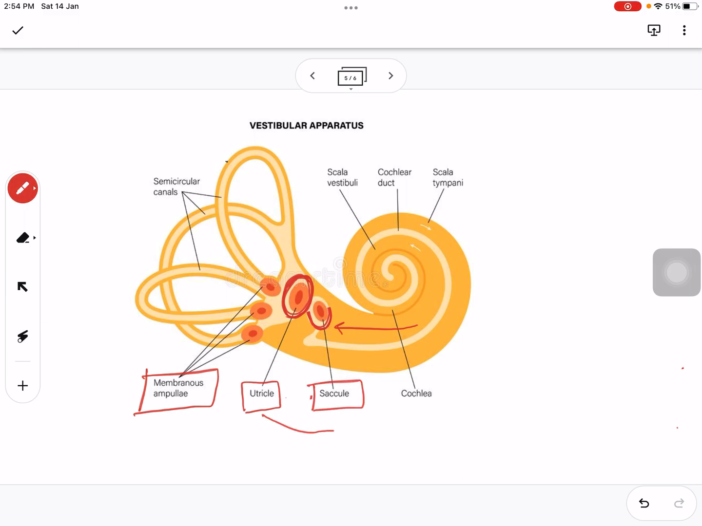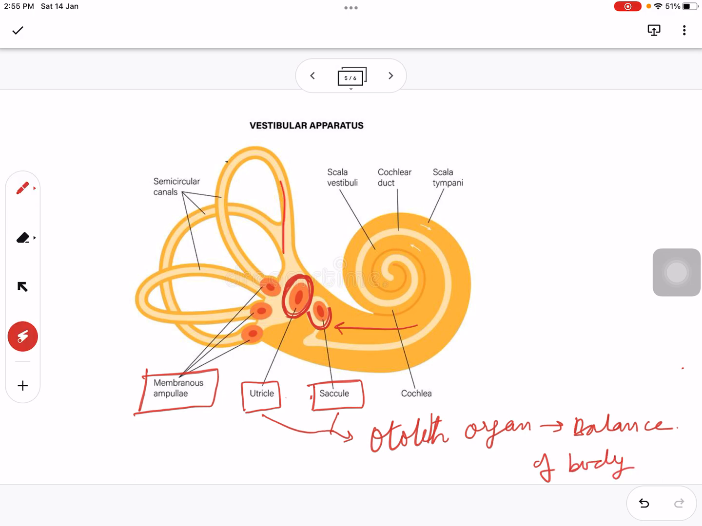Now utricle and saccule, or you can call utriculus and sacculus, these both combine to form otolith organ, and this maintains the balance of the body, right? So you can see 3 semicircular canals, then ampulla, the expanded part, then you have otolith organ that consists of utricle and the saccule, right?